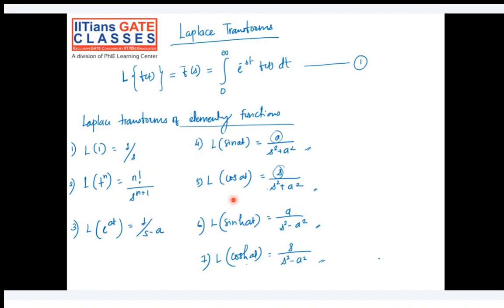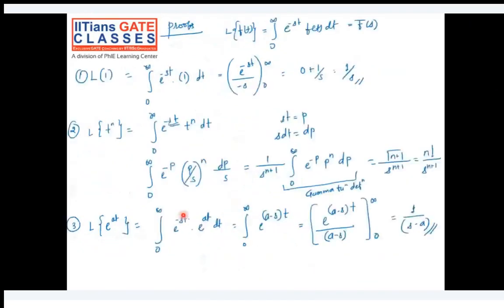Let me show you how these standard results are calculated. Let's go through some of the proofs here. I'll go to the next slide. So Laplace transform of f of t, we know, is integration 0 to infinity e to the power minus st f of t dt, and we call it F bar of s, right? So this is our standard formula.